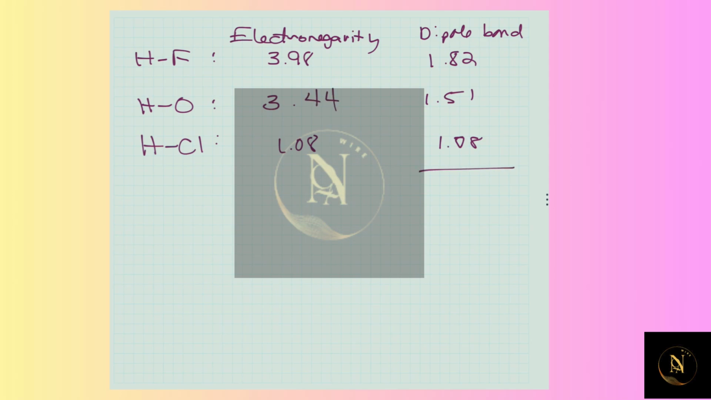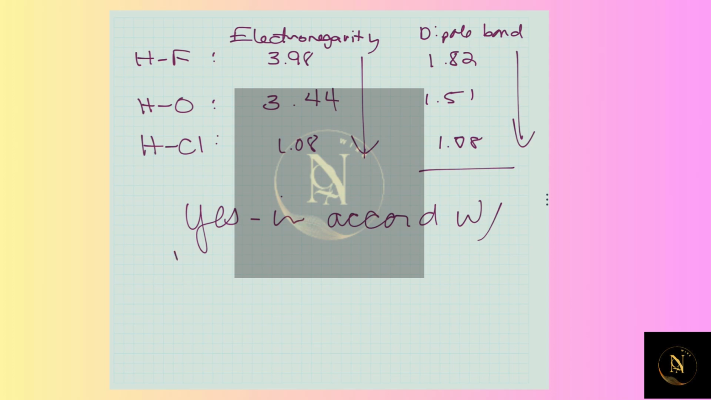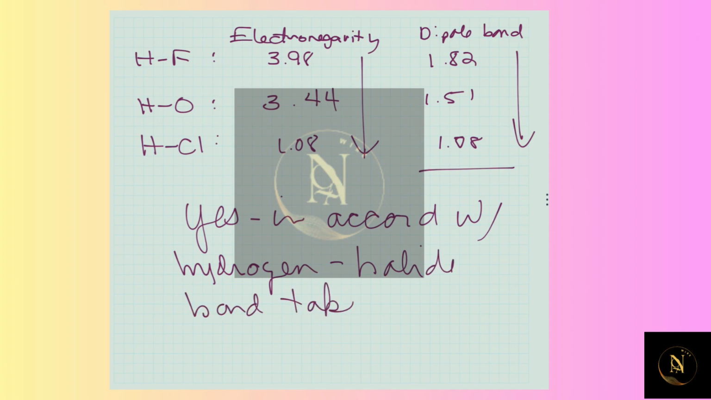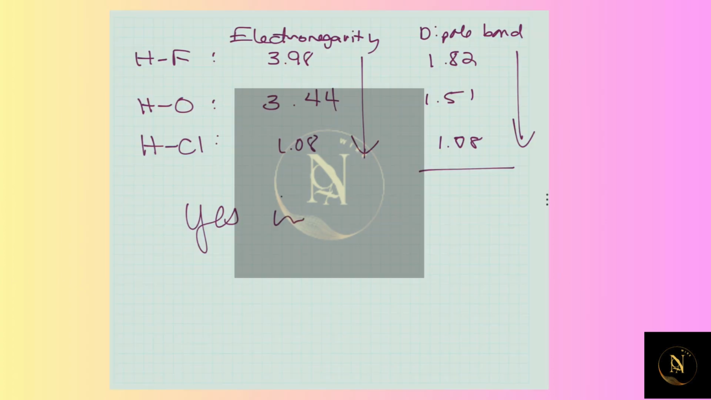And then that's not too far off. As the electronegativities decreased, the dipole moment decreased. This is probably a little closer to the hydrogen fluoride than we'd think, but it's pretty good. It's in accord with the relative electronegativity of oxygen. It didn't ask if it was perfect. It said if it was in accord. Yes, in accord with the hydrogen halide bond table.